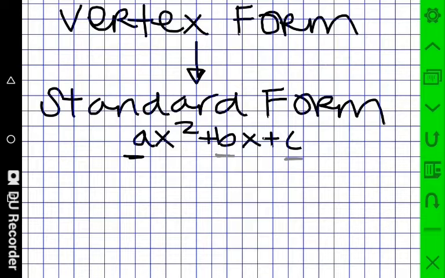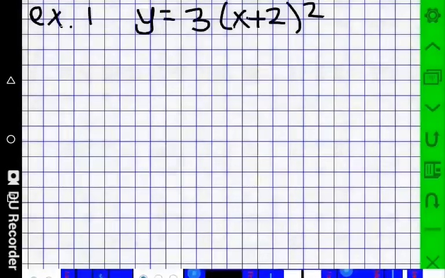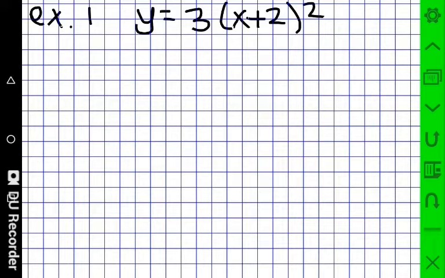So let's go ahead and look at these two examples. Okay, here's our first example. We got y equals 3(x plus 2) squared. So we would see that it stretches by 3 and that it moves to the left 2 units. Okay, but if I want to do other things to it, I'm going to need to move it into what is called standard form. So I'm going to move it here. This is the first time we've seen this.